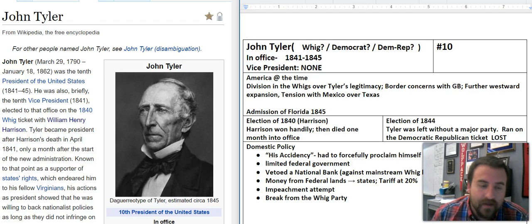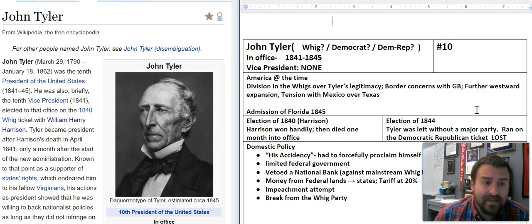Election of 1840 with Harrison. Harrison's going to win that easily. Remember that the Whigs had out-Democrated the Democrats, and maybe they Democrated the Democrats a little bit too much, because Tyler will turn into a Democrat. That's why up here we have Whig, Democrat, Republican, because he's going to kind of be all three. He's looking for a party.